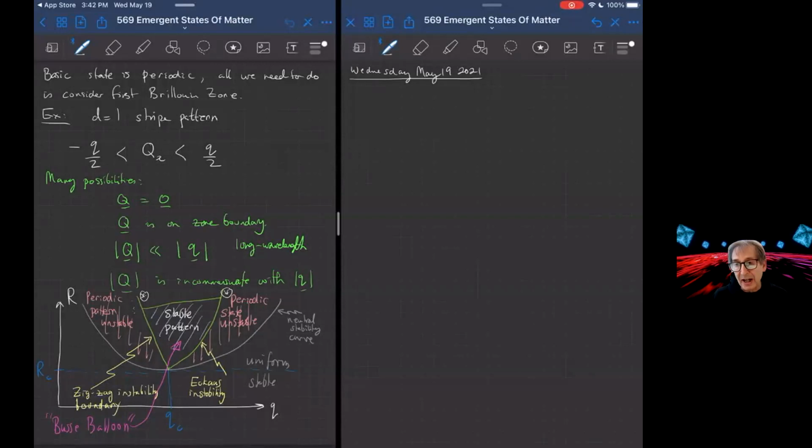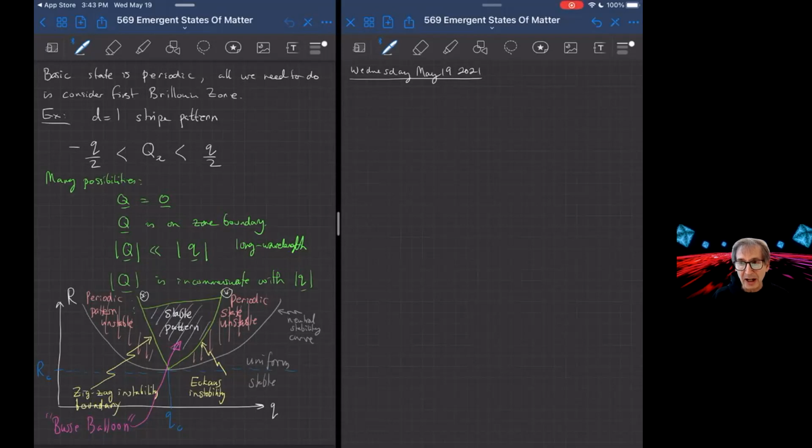So what we saw last time was we introduced the idea of a neutral stability curve, below which, as a function of the parameters and wave number, the system had a uniform state that was stable, a spatially uniform state. And as we go above that curve, what we find is a transition to a state with patterns, meaning a state with spatial variation. And those patterns were calculated from linear stability analysis.